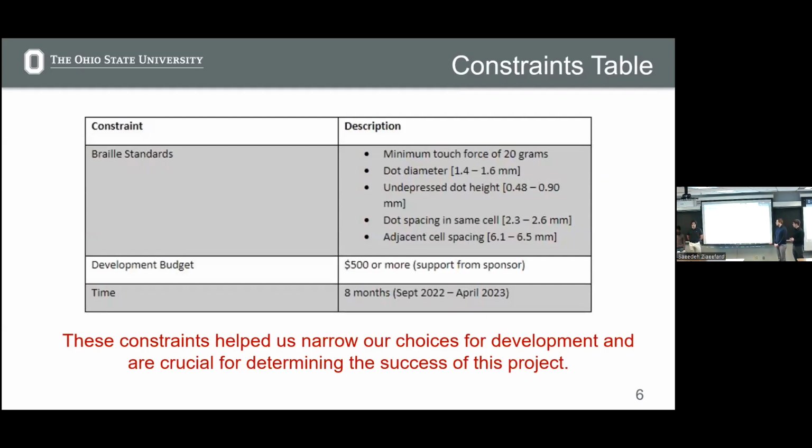As well as our constraints table, the Braille standards have been a looming thought in the back of our minds throughout our progression. Just knowing that we're going to eventually have to scale everything down to tiny measurements increases the complexity a lot. And so again, this has been a constraint that has been dictating how our progress has been going and what we need to think about going forward.